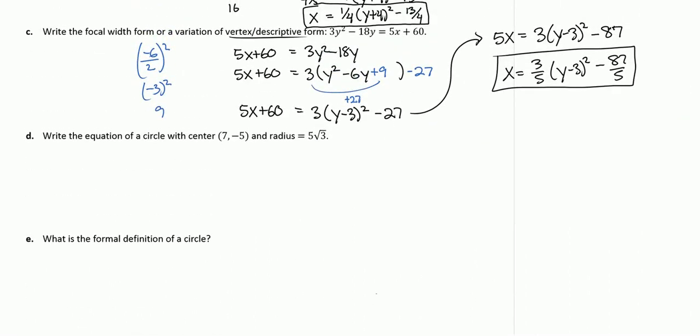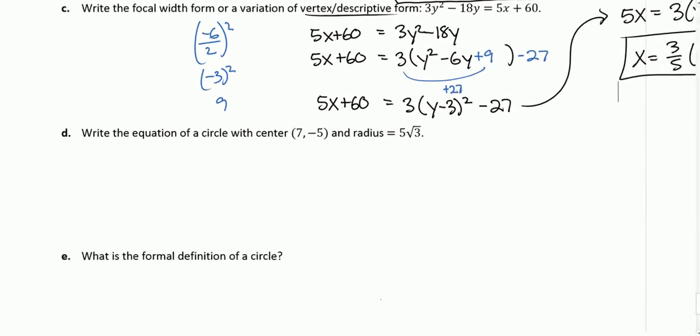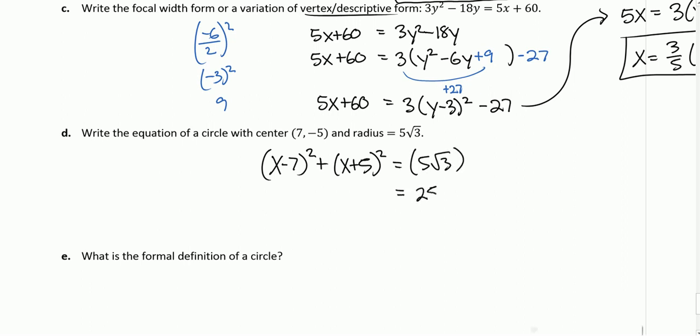Part D, we're asked to write the equation of a circle with a center at 7, negative 5, and a radius of 5 root 3. So that's going to be x minus 7 squared plus y plus 5 squared. You take the opposite of your x and y values, is equal to, and make sure you square the 5 root 3. When you square the 5, you get 25. When you square the root 3, you get 3, which is going to give you 25 times 3, which is 75.